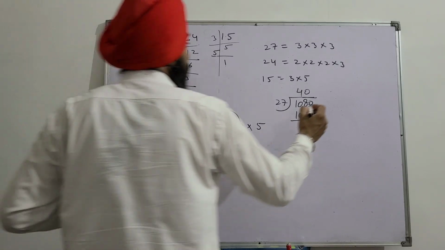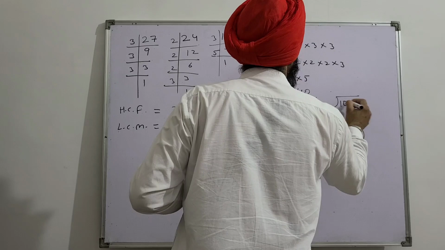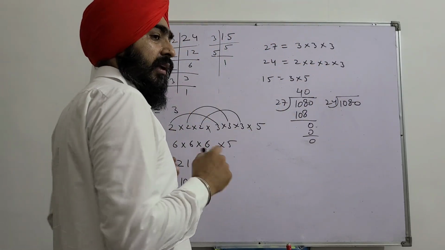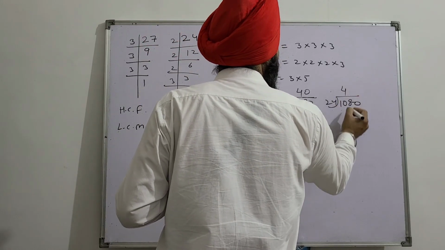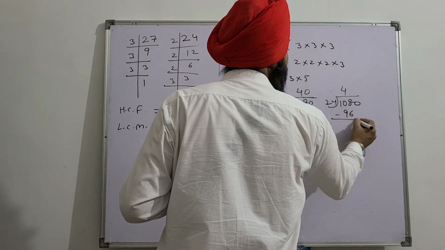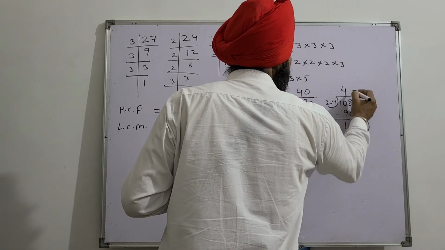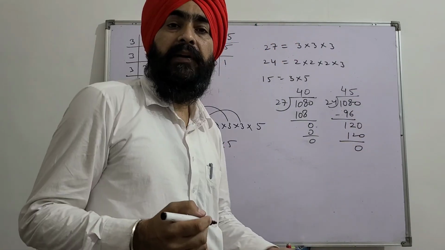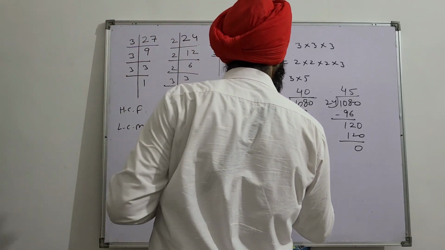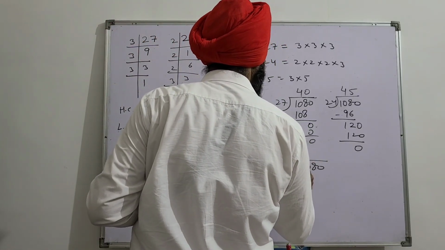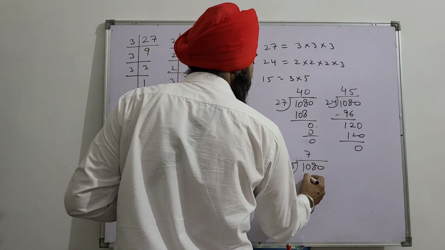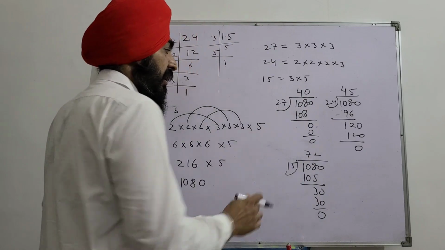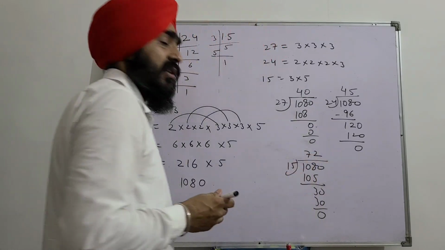Now if we consider the next number, if we divide 1080 by 24, how can we perform this? 24 fours are 96, and then it goes to 5, and again it leaves a remainder of 0. Finally we will divide it by 15. So 15 sevens are 105 and 2s are 30. Is it clear, beta? Yes. It is very easy.